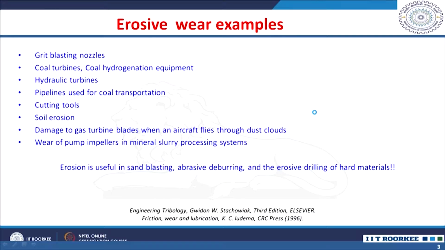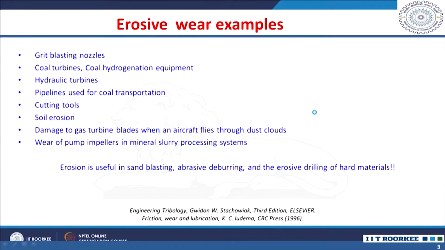Listing down the examples of erosive wear, we can find erosive wear dominating in grit blasting nozzles, coal turbines or coal hydrogenation equipment, where the coal particles impinge and lead to removal of the equipment's material, or in hydraulic turbines, where a stream of liquid, as well as a mixture of liquid and particles, impinges on the turbine material and leads to material removal, or pipelines used for coal transportation, with the same coal particles in a hot air.